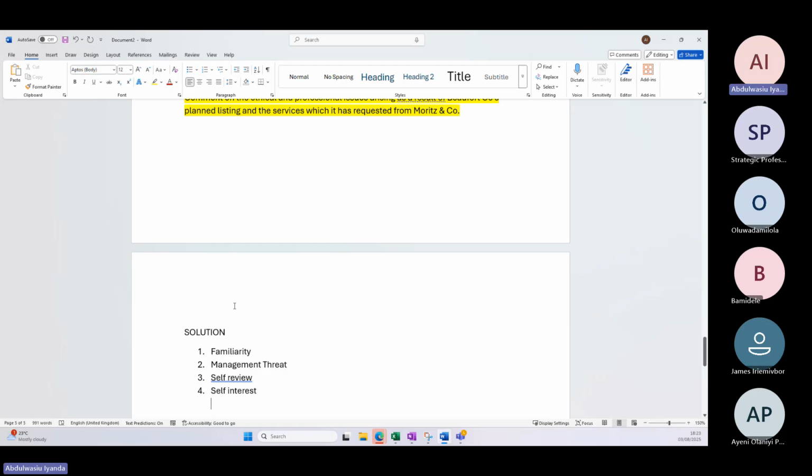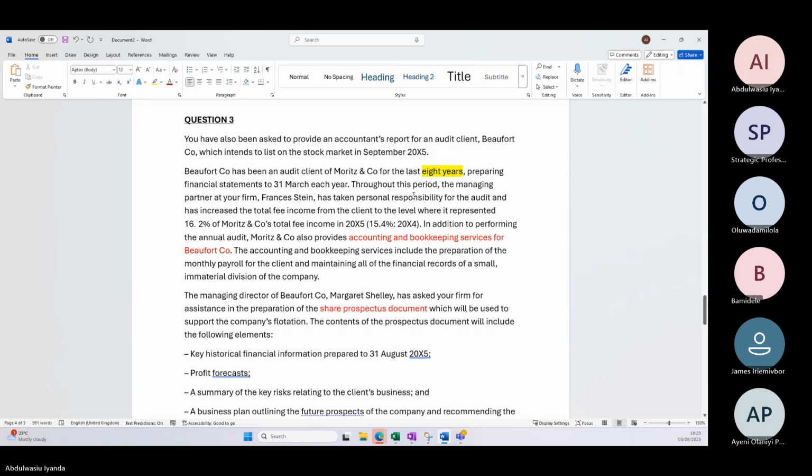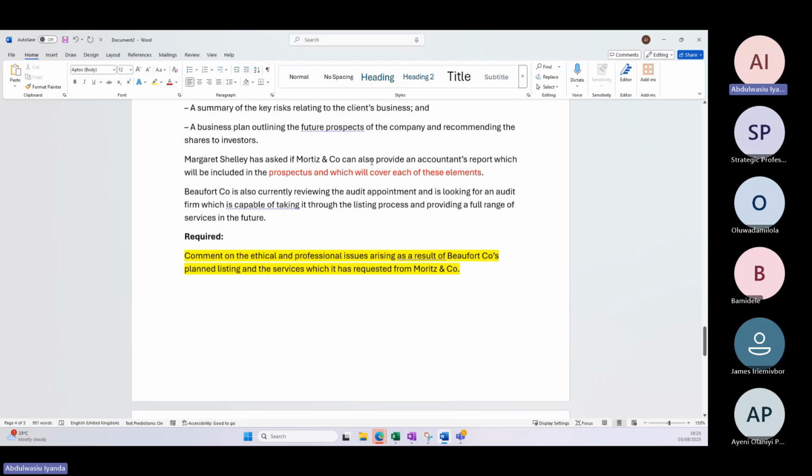So we say familiarity. Why do you think it's familiarity? Based on the relationship that we've been auditing for 8 years. Okay, that's fine. I agree with that. Okay, go ahead.